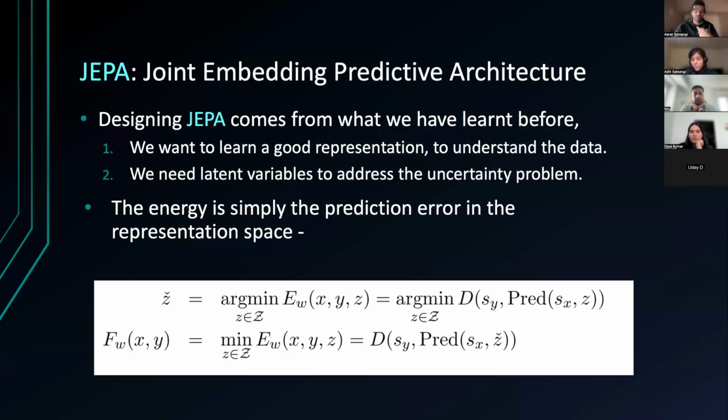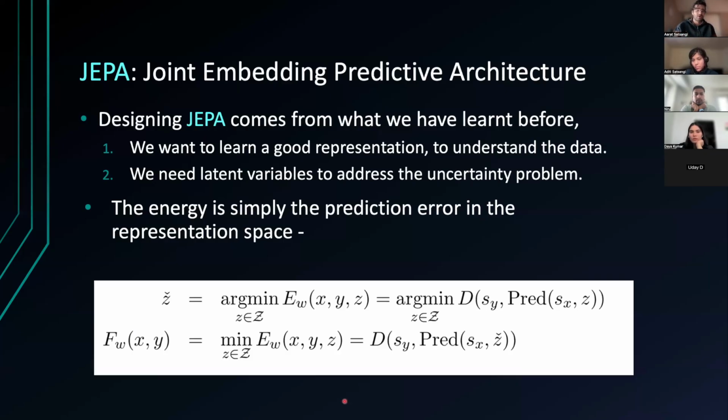It's just like a joint embedding architecture with a predictive component over it. So this whole JEPA architecture, with both of these encoders and everything, will be an energy-based model. The whole thing would be an energy-based model. So the energy is simply the prediction error in the representation space.